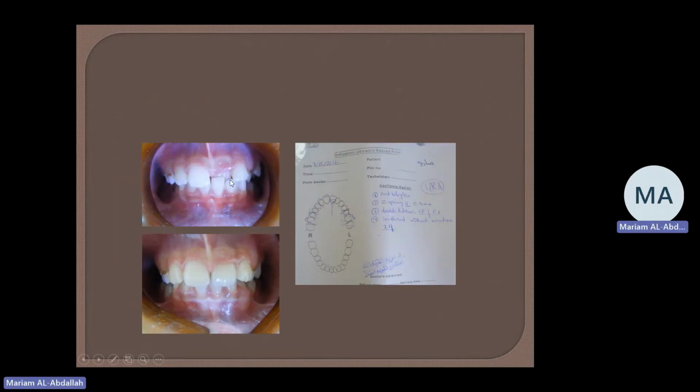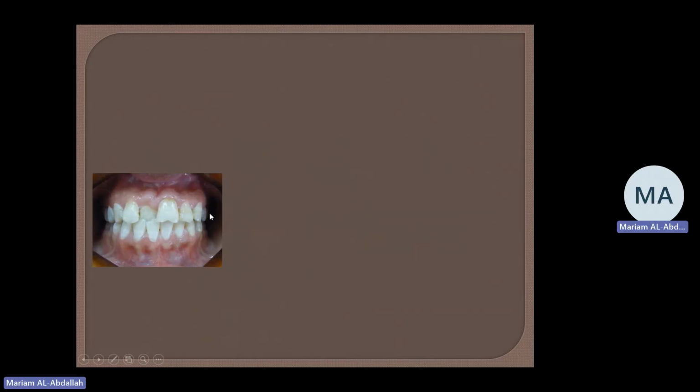Another example, the upper left central is in crossbite. So again, I use a simple Z-spring and enough components for retention, and a posterior bite plane is a must in order to disocclude the teeth. The Z-spring is 0.5 millimeter stainless steel wire.